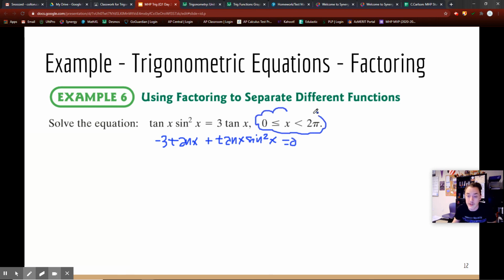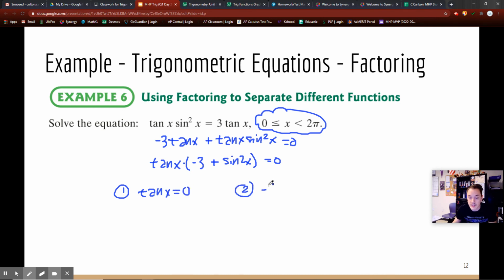Notice how I'm still going to be using my unit circle. So now what I want to do is take out a tangent. Okay, let's take out a tangent and see what we get. So I'm going to take out a tangent, and then I get -3, and then plus sine squared x. So now, since this is the zero product property, I have my first equation, which is tangent of x equals 0, and my second equation, which is -3 plus sine squared x equals 0. Okay?